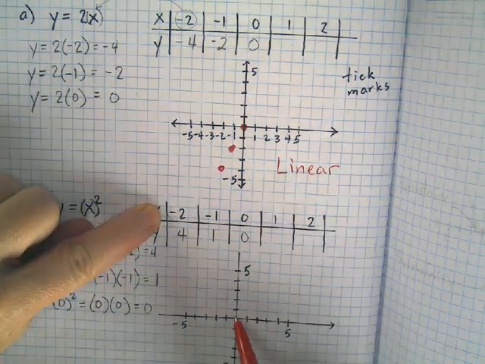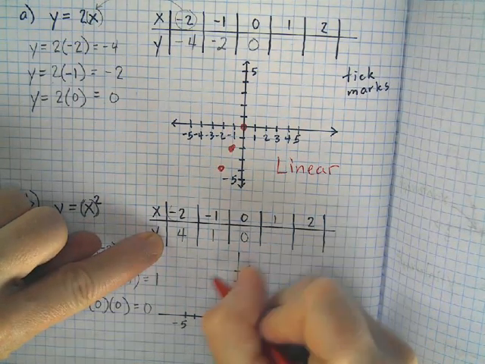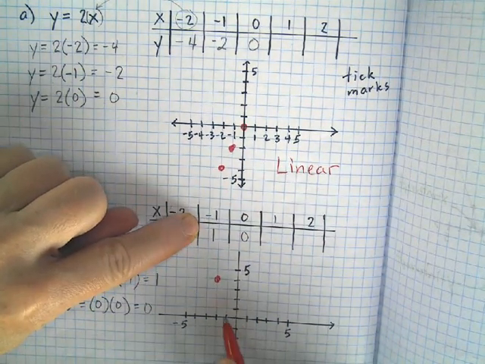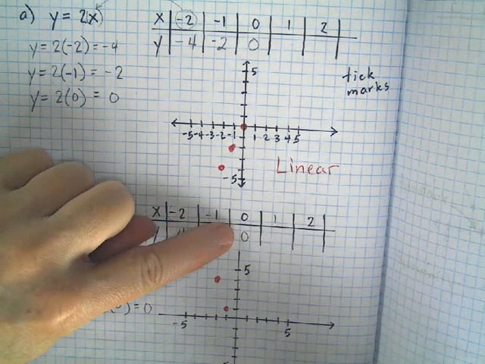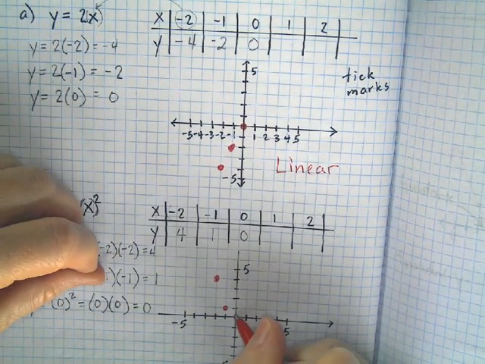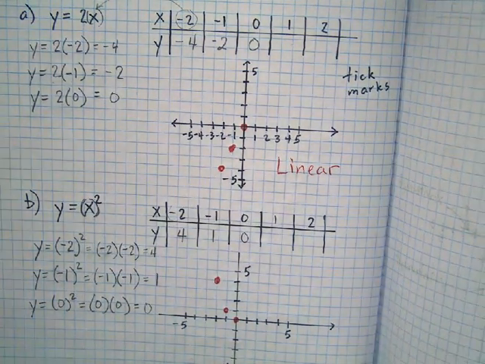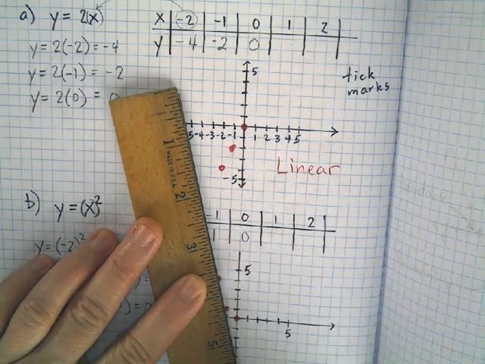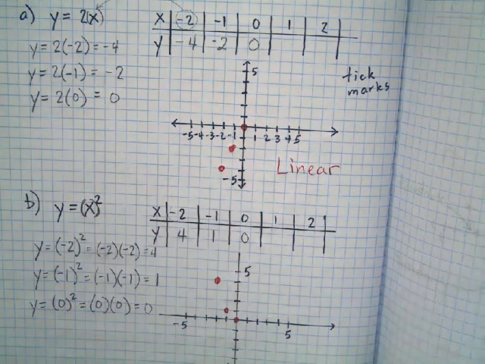-2, +4, that's up. 1, 2, 3, 4. Here's my first point. Second point, -1, up 1. And 0, 0. No moving right or left, no moving up or down, right there. Okay, is that making a straight line? If I try and line those up, look. That is not linear. This is not linear, so we call it non-linear.